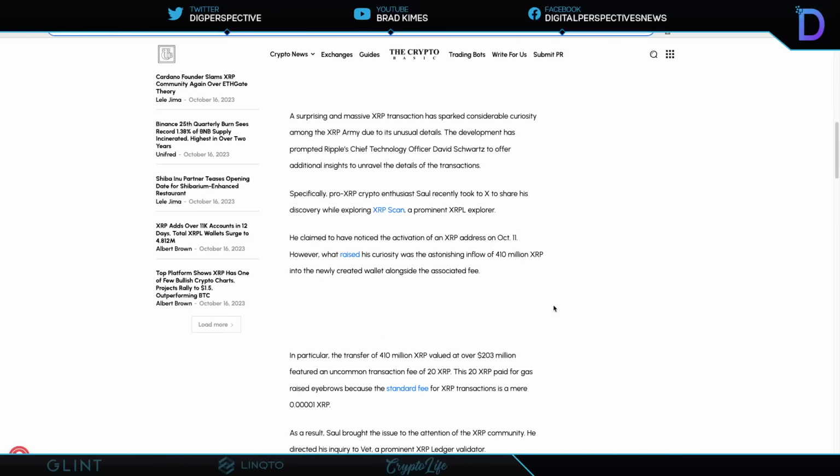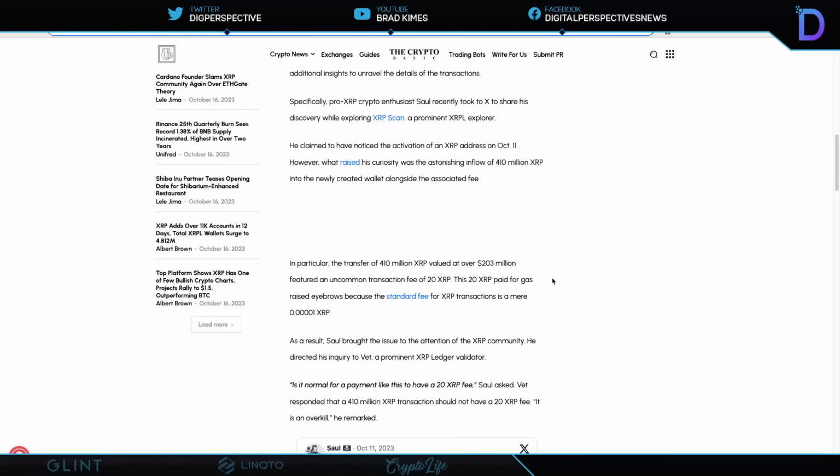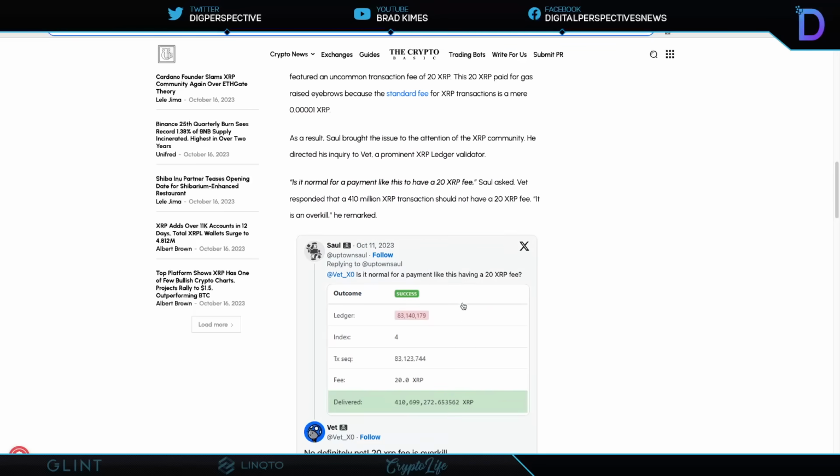Specifically, pro-XRP crypto enthusiast Saul recently took to X to share his discovery and basically claimed that he had noticed the activation of an XRP address on the 11th of October. However, what raises curiosity was the astonishing inflow of 410 million XRP into a newly created wallet, along with the associated fee in particular. So there's his post right there.